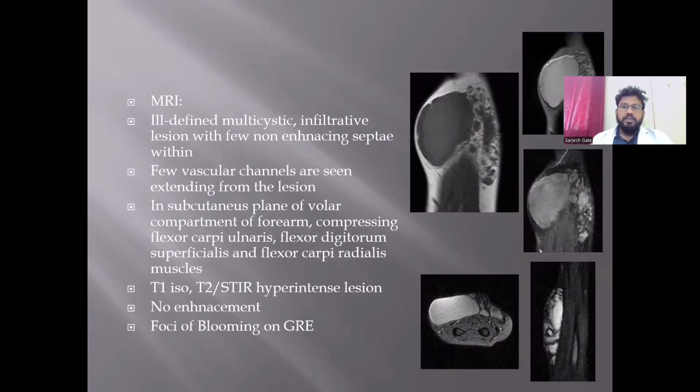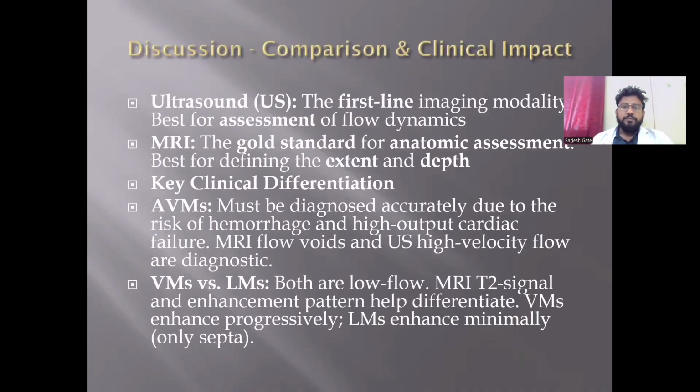On MR, there is an ill-defined multicystic infiltrative lesion with few non-enhancing septae within. Few vascular channels are seen extending from the lesion. It is seen in the subcutaneous plane of the volar compartment of the forearm, compressing adjacent muscles. It is T1 isointense, T2 star hyperintense lesion with no enhancement and foci of blooming on GRE.